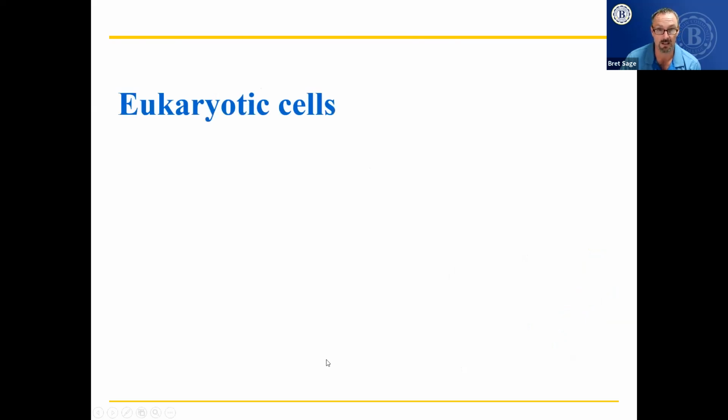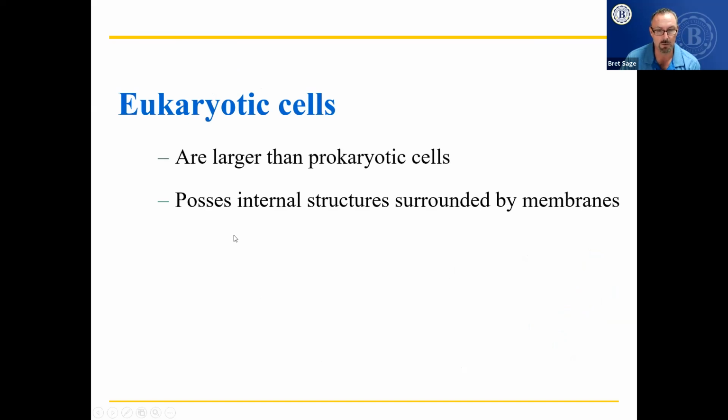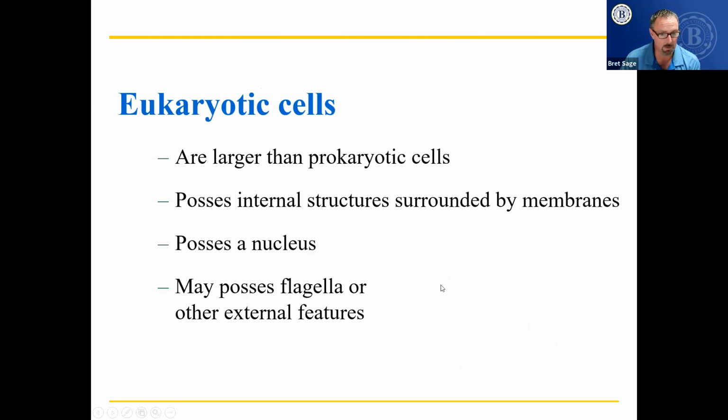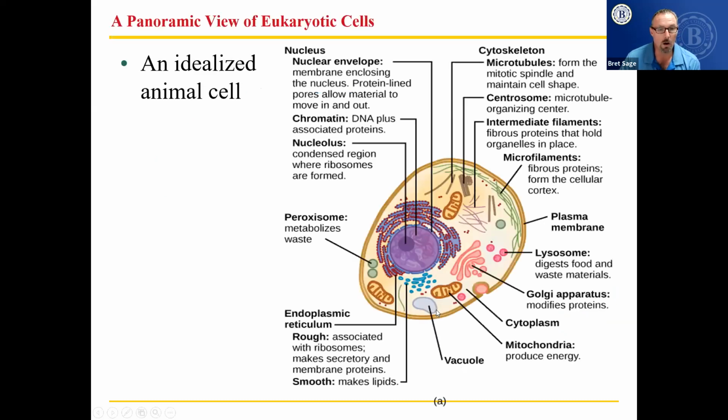Okay, eukaryotic cells like us. They're usually larger than prokaryotic cells. They possess internal structures surrounded by membranes, which we call organelles. They possess a nucleus, and they can also possess flagella or other external features. Okay, this is from your text. This shows you the different organelles and partly what they do, a little bit of what they do. So you should probably learn these things and have these ready for the exam.